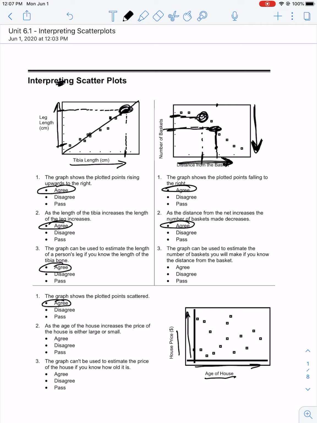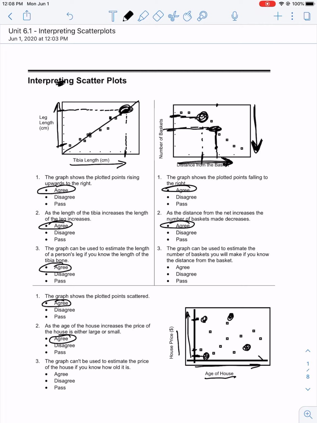Yes, so we've got houses that aren't very old, that don't cost very much money, like this one. And then we have houses that are pretty old, that don't cost a whole lot more. We have houses that are very new, that cost a lot of money, and we have houses that are very old, that cost a little bit more money. So, I agree with that.